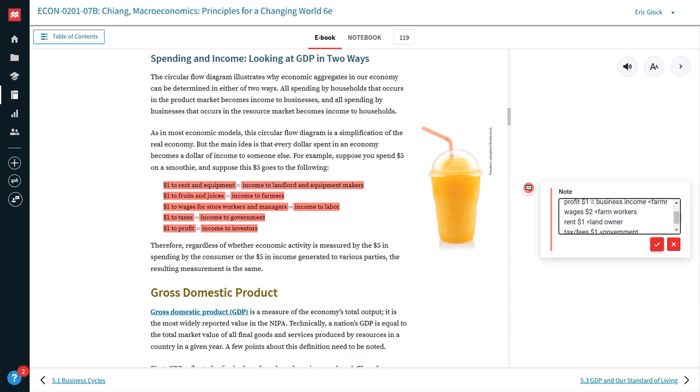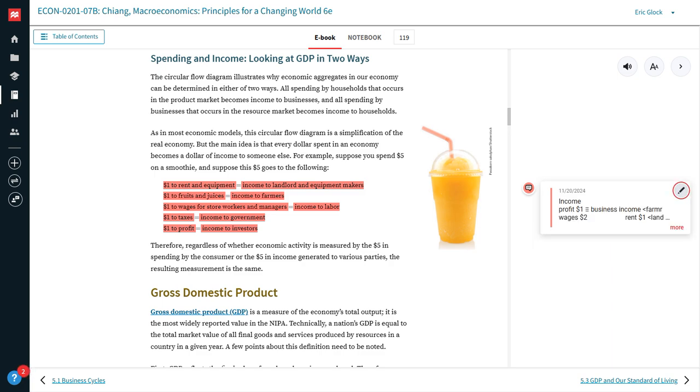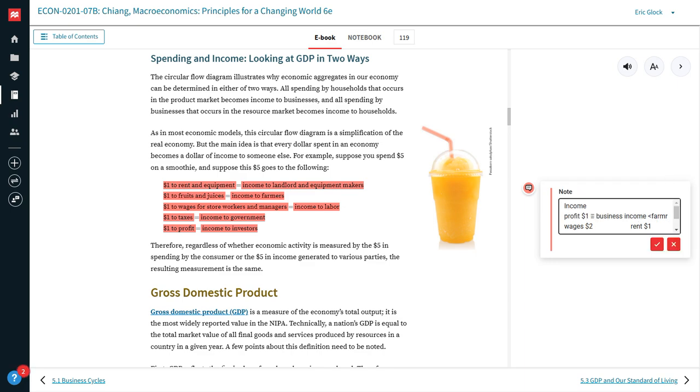Let's make it a smoothie shop. The profit is going to the smoothie shop. Okay, $1 of that is their profit. $2 is in wages for everybody else. And then $1 is in rent for their equipment, and then they pay $1 in taxes.